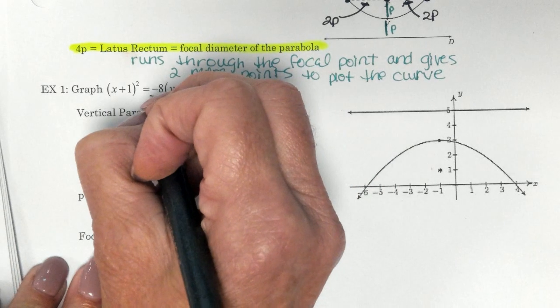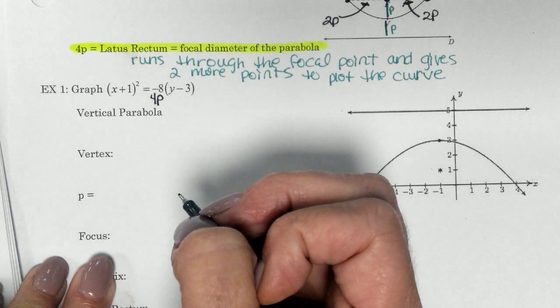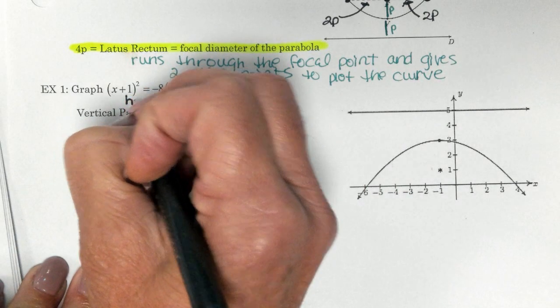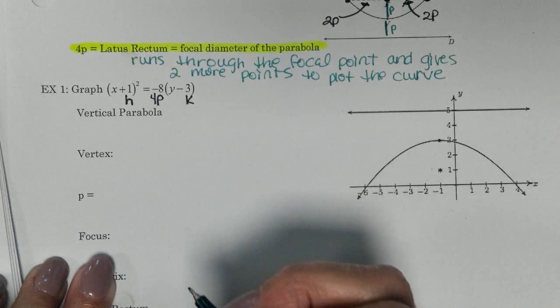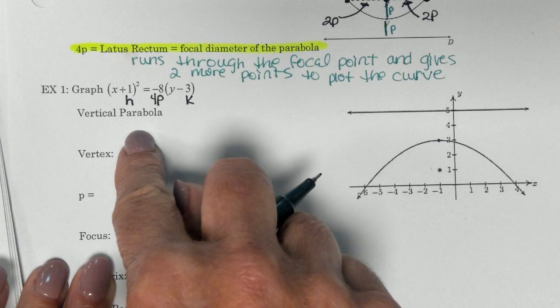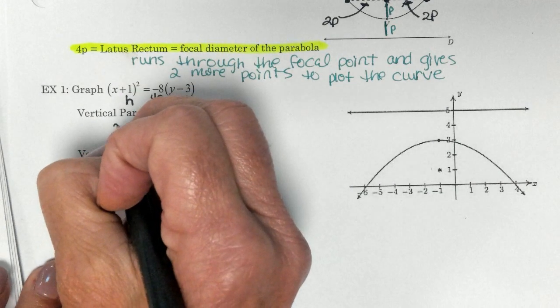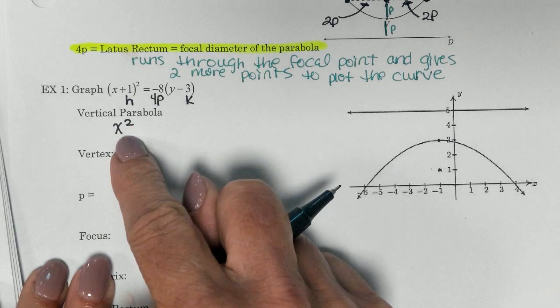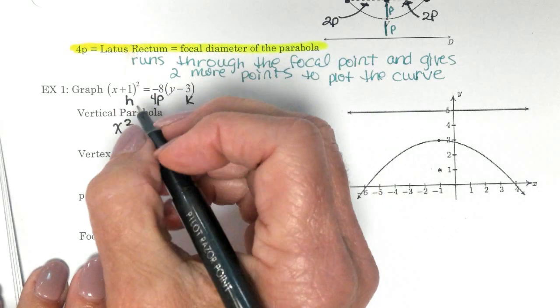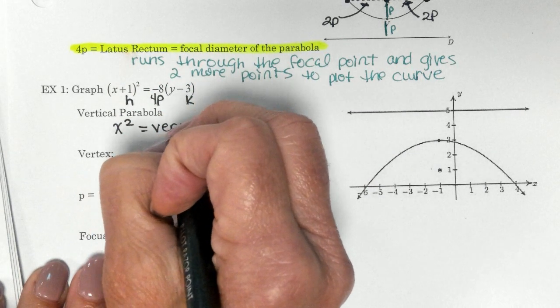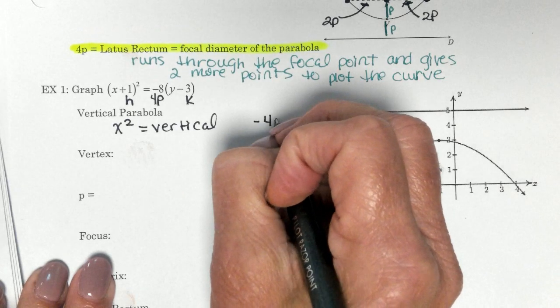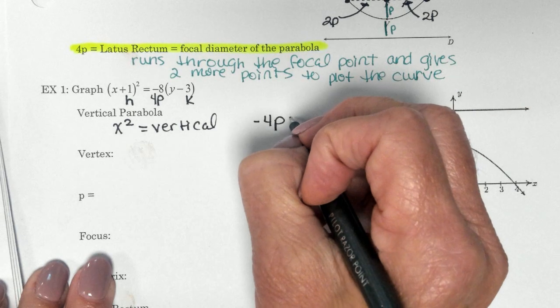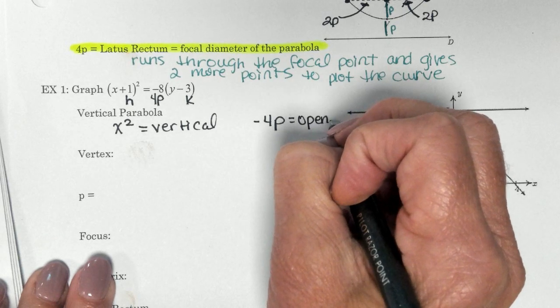That -8 is your 4p. h is the x-coordinate of your vertex. k is the y-coordinate of your vertex. So we're going to note a vertical parabola because x is squared. When x is squared, it's going to be vertical. And the -4p means that it opens down.